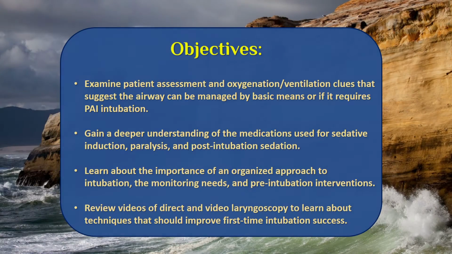So today, as we talk about some of the objectives we'd like to cover, we want to talk about sizing up our patients and getting a great patient assessment, talking about the oxygenation and ventilation of these patients, and that can give us clues to if we need to stick with the BLS side of oxygenating and ventilating, or if we need to move to a more advanced side, an ALS side, with the PAI intubation.